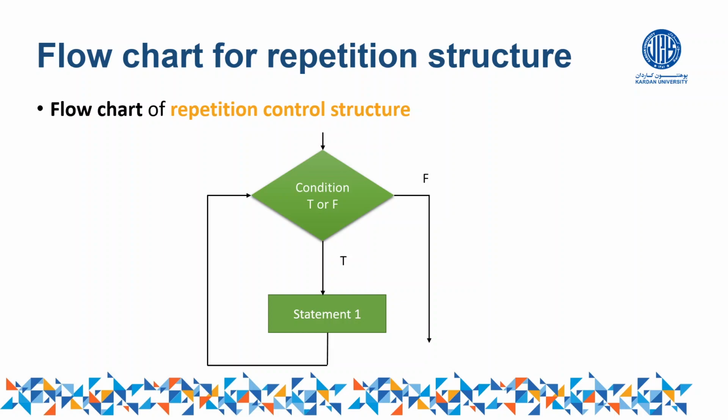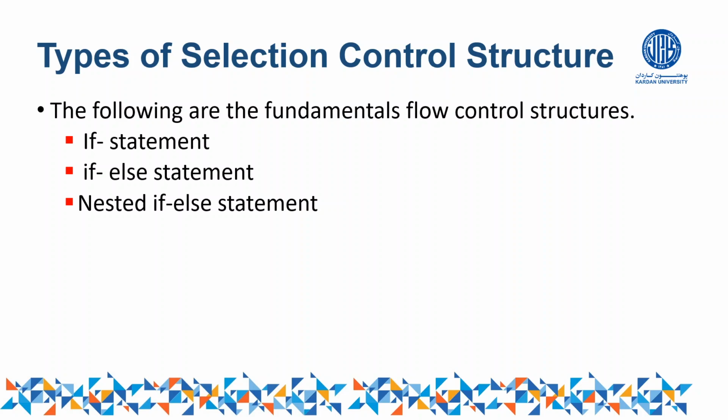Okay, last time, in the last slide, we discussed this flowchart for repetition structure, because we discussed three different control structures. Number one, the sequence control structure. Second, the selection control structure. And third, the repetition control structure. As I told you, our main focus in this lecture is on the selection control structure. These are basically the types of selection control structure: if statement, if else statement, and nested if else statement. We will study each of them one by one in more detail in this session.